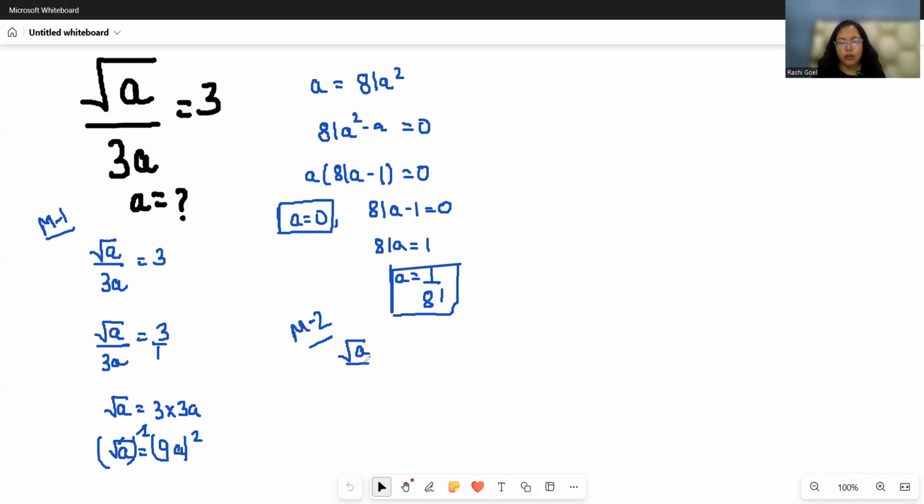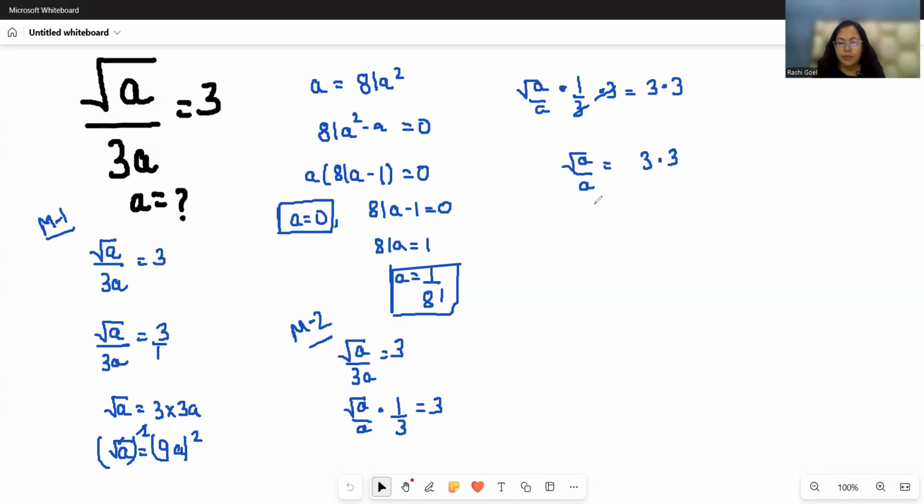√a / 3a = 3. So we can write this as √a / a times 1/3 = 3, right? Now √a / a times 1/3 = 3. If I multiply with 3 on both sides, this will cancel out. So √a / a = 3 times 3. So √a / a = 9.